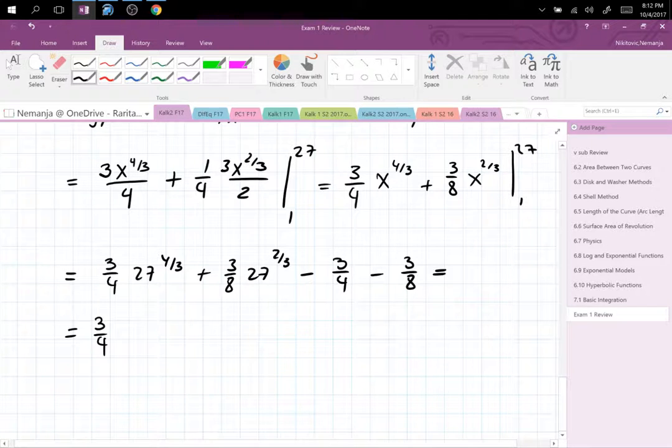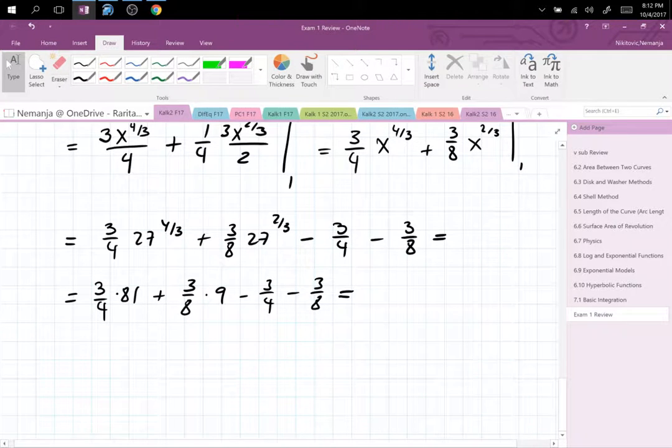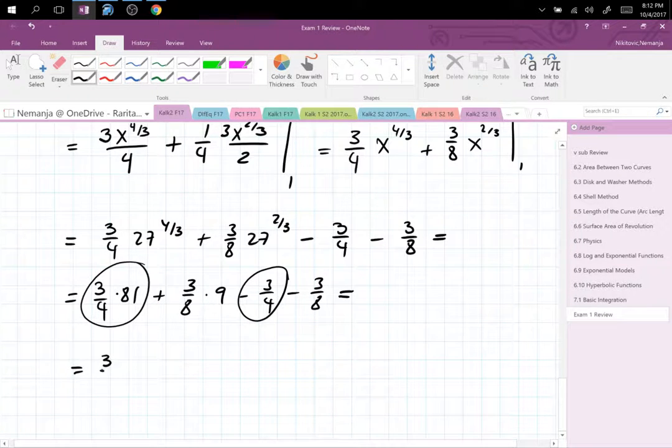Cube root of 27 is 3. 3 to the 4th is 81. So this is 81. Plus 3/8. Cube root of 27 is 3, squared is 9. And then I have minus 3/4 and minus 3/8. And now I'm going to use algebra, where I look at these two terms and I factor 3/4. You can use a calculator. So when I factor 3/4, I get 81 minus 1. And for the second pair, I factored positive 3/8, and I get 9 minus 1.